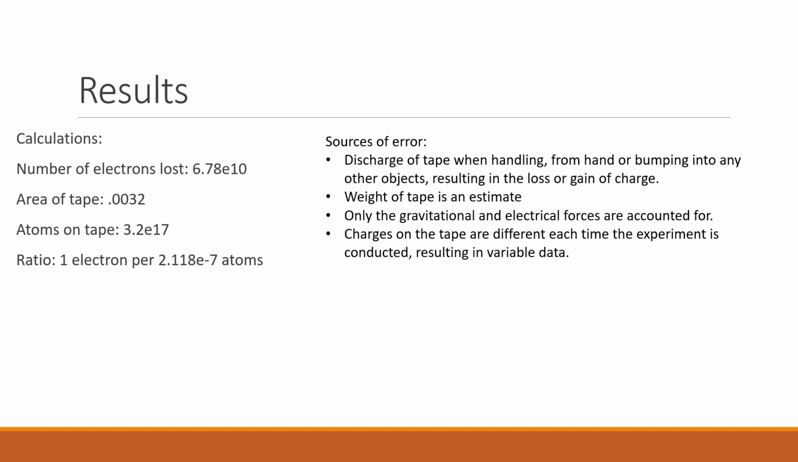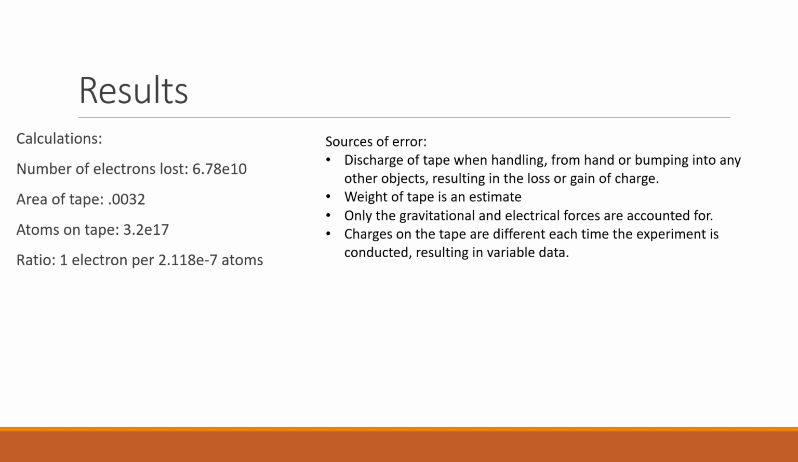The calculations that we did were the number of electrons lost, 6.78 e to the 10th, and the area of the tape was 0.0032 meters, and the atoms on the tape were 3.2 e to the 17th used. And that ratio gives us 1 electron per 2.118 e to the negative 7th atoms.